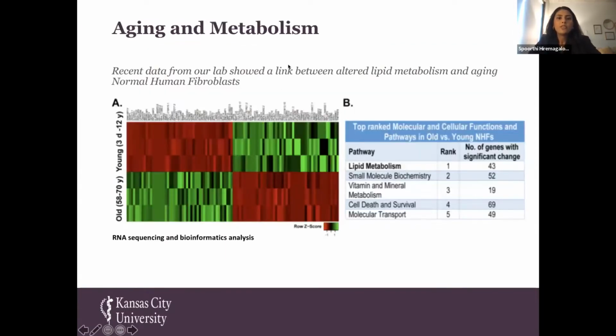Recent data from our lab showed a link between altered lipid metabolism and aging in normal human fibroblasts. This was done through RNA sequencing to measure global gene changes. And the top portion of image A shows young cells, and the bottom portion shows older cells. And you can see that the red, which is downregulated genes, and green, which is upregulated genes, don't line up between the young and old NHF cells, showing a contrast in gene expression. Bioinformatics analysis, which is shown in B, found lipid metabolism to be the most affected pathway with the highest number of gene changes when comparing old versus young NHF cells.